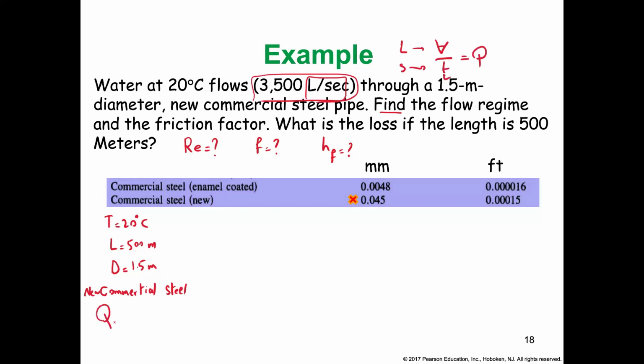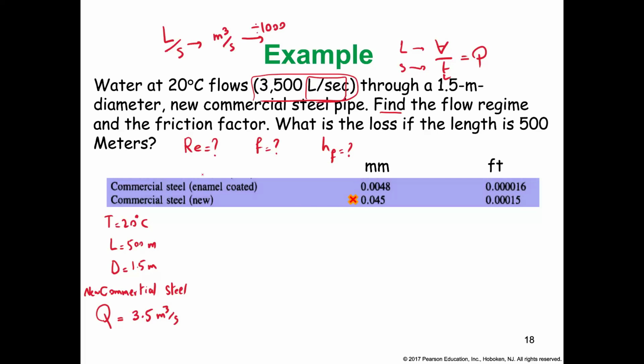So in case that you said, okay, what's the flow here? It's discharge, which I'm going to write like this. So if you are going to change liter per second to cubic meter per second, you just need to divide your data by 1000.